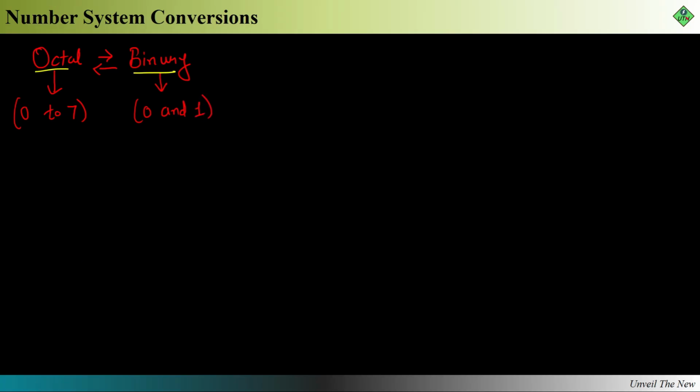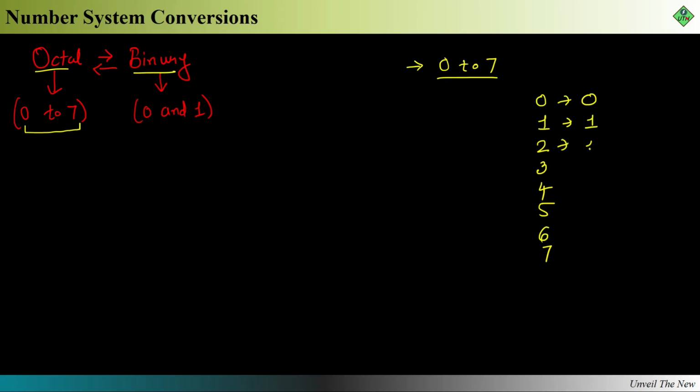The main key to do the conversion from octal to binary is to know the binary of 0 to 7. In the first or second video, we have discussed the shortcut trick to remember the binary of the decimal numbers 0 to 15. For octal, as the symbols are from 0 to 7, we should know the binary from 0 to 7. For your simplicity, I will be writing the binary over here. For 0 it is 0, for 1 it is 1, for 2 it is 10, for 3 it is 11, for 4 it is 100, for 5 it is 101, for 6 it is 110, and for 7 it is 111.